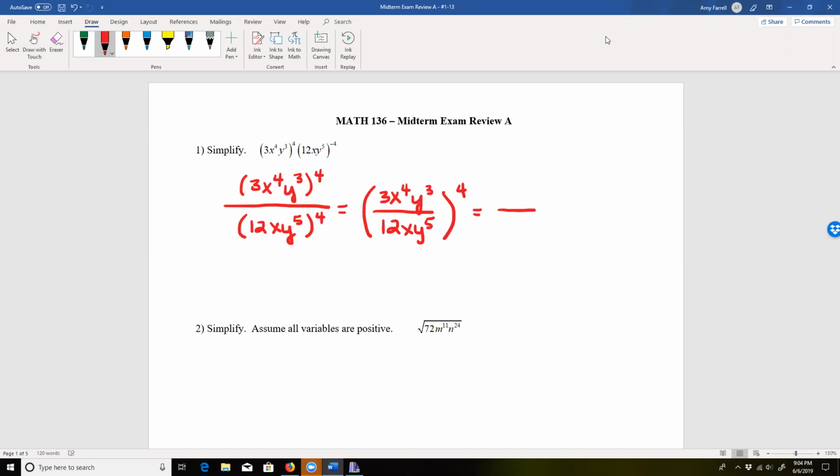So I can reduce here, let me get a different color. 3 and 12, they share a common factor of 3. So I'm going to divide both of these by 3.